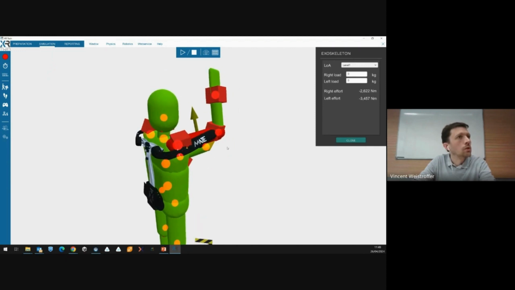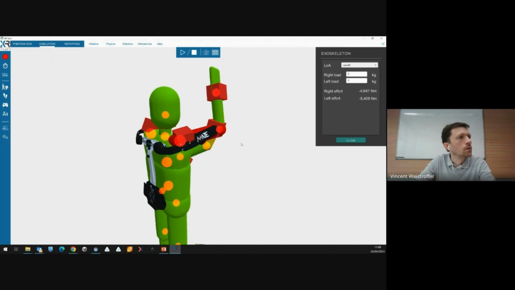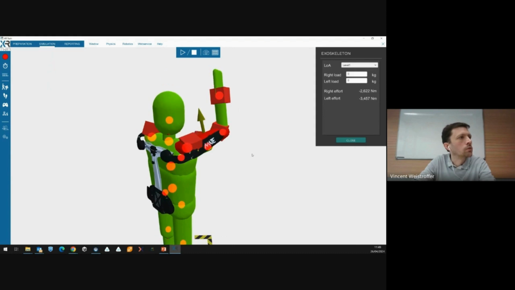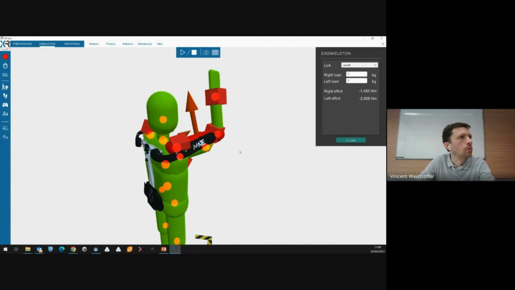I can change the assistance level of my exoskeleton. So here I have exoskeleton assistance 0, so it doesn't provide any assistance. If I provide assistance level 1, I have some assistance force on the arm here, which is a bit low. If I give assistance level 8, then the assistance force is up here.